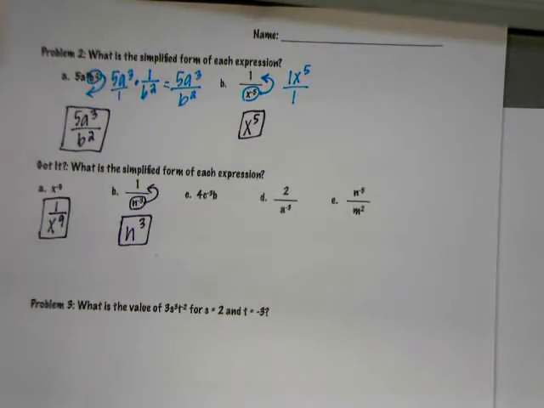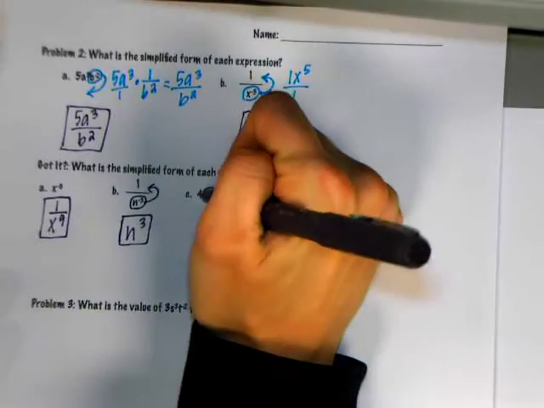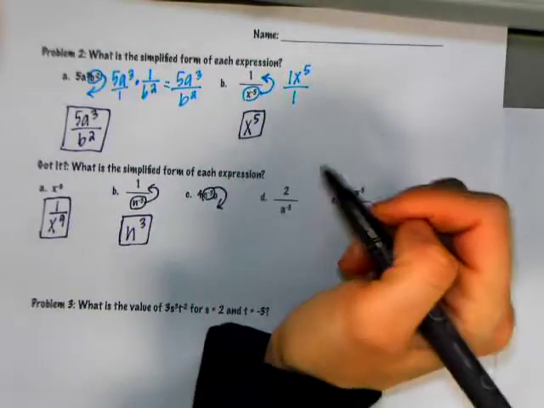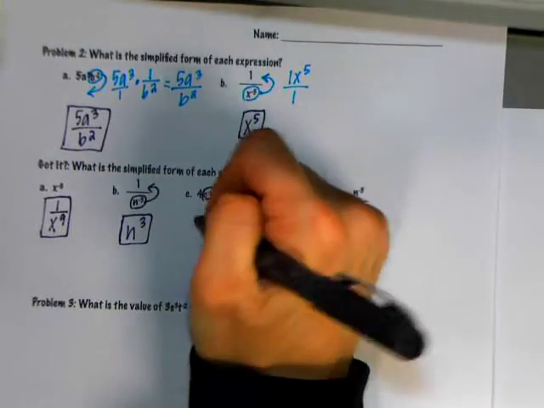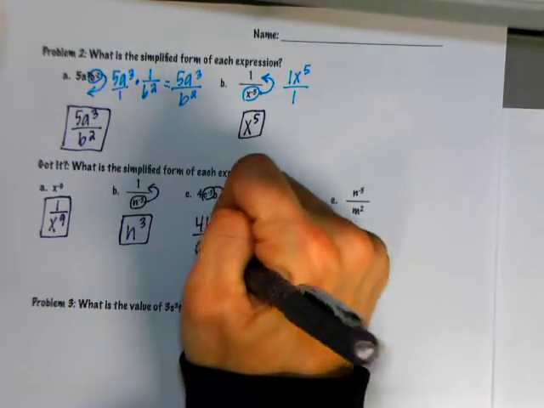All right, on C, what specifically has a negative exponent? Just C, yep. So just that piece is going to move to the bottom. So what's going to stay on top? 4B. And on the bottom now, we're going to have the C, but to the positive 3rd.